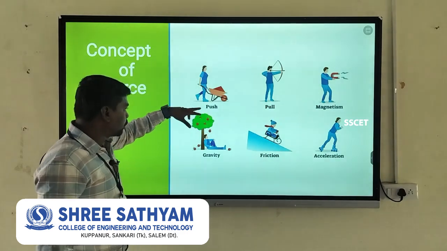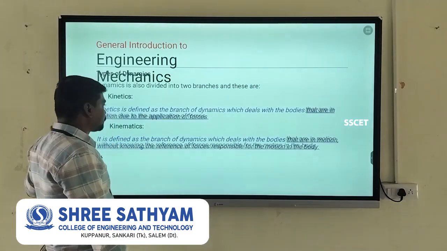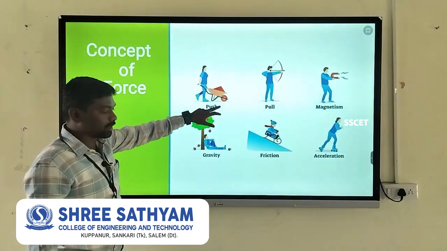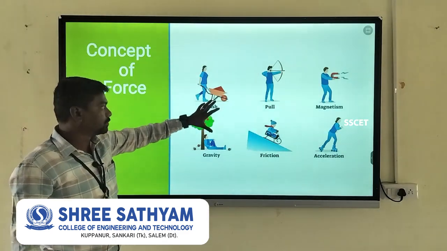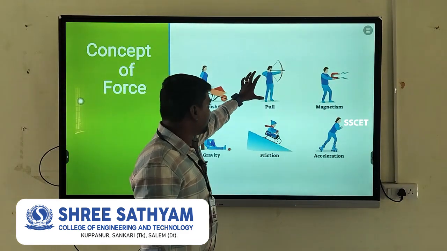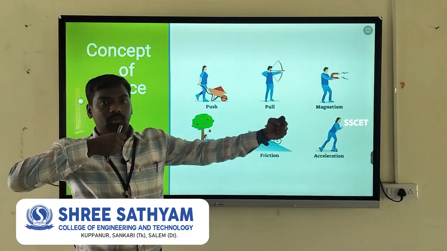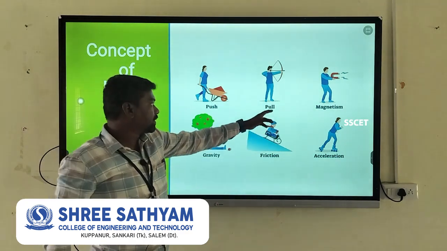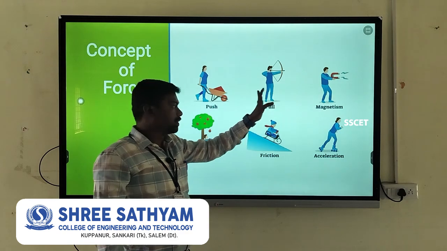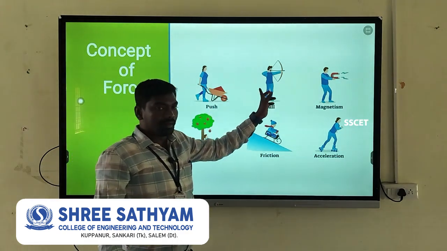So this is the push. The man pushed the object. So this is the pushing force. Go to the next image. The man pulls the arrow, pulls the arch. So this is called the pulling force. This is called push force. This is called pulling force.